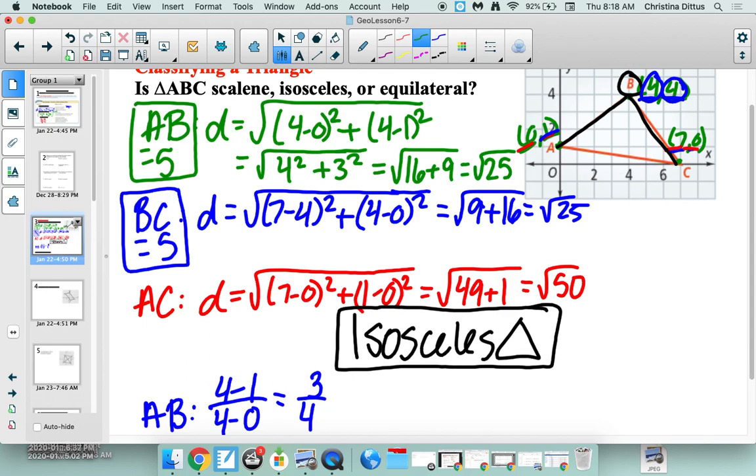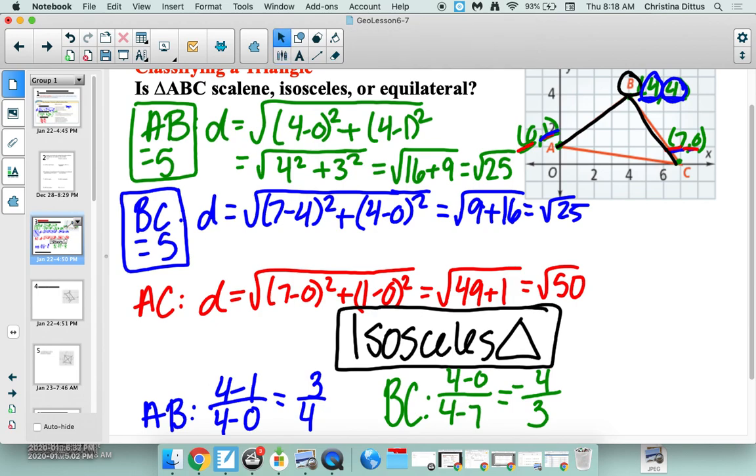Now I have to find the slope of BC. Y's on top. So you want to do 4 minus 0 or 0 minus 4? 4 minus 0, okay. And then what has to match that 4 minus 0? 4 minus 7. What do I get on top? What do I get on bottom? Which makes the whole thing negative. Are these opposite reciprocals? Yes. So do I have a right triangle? Yes.